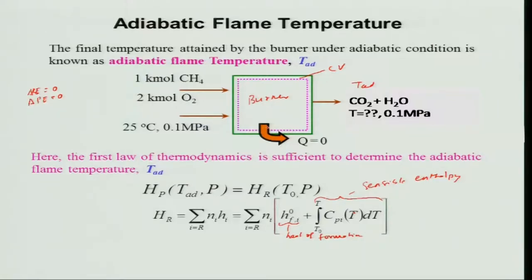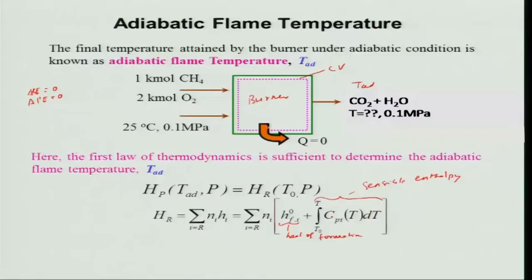For example, if the inlet temperature is 298 Kelvin, what will be the adiabatic temperature? What will be the order? In case of methane oxidizer, it will be very high, maybe around 3000 Kelvin. If it is air, it will be lower, because nitrogen is there, which is an inert gas. So we cannot really assume that Cp is constant. We cannot afford to do that in this case, as we did earlier while handling compressible flow.